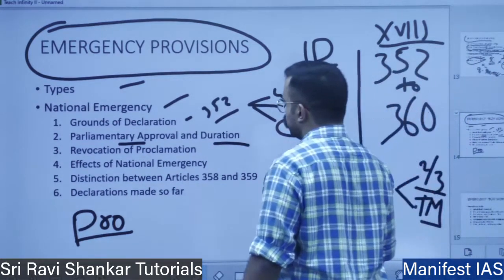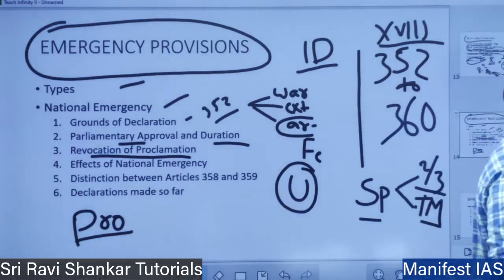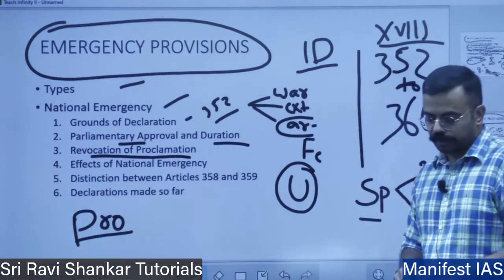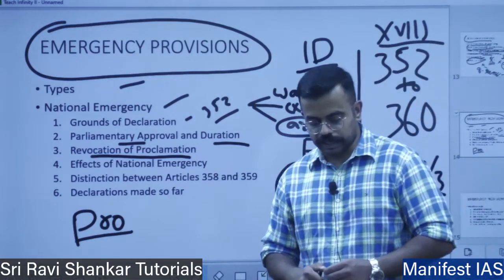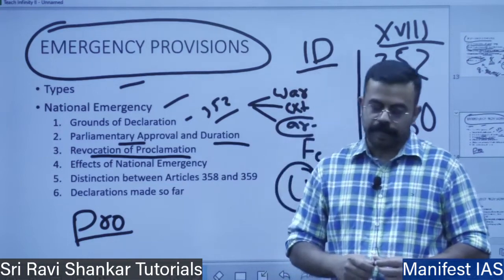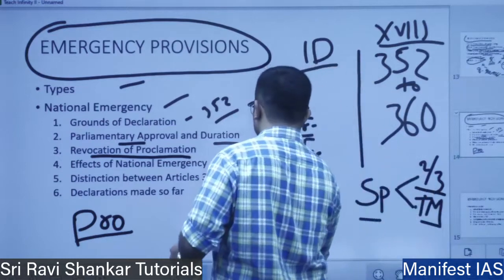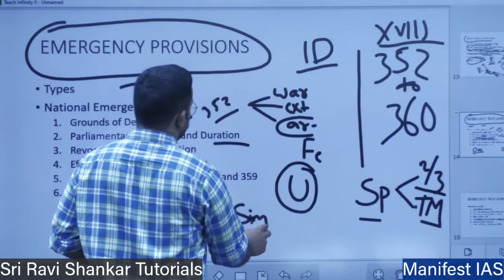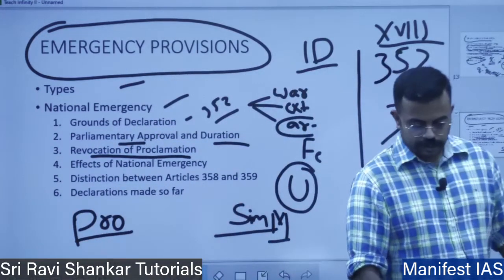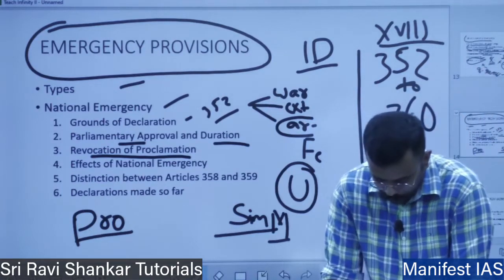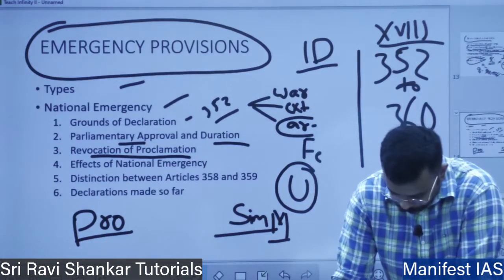Revocation of proclamation. How can the proclamation of emergency be revoked? Revocation can be done in 2 ways. One, the president can himself take back the proclamation of emergency. The other way is that the parliament, the Lok Sabha in particular, can pass a resolution with simple majority. You know what is simple majority? If the Lok Sabha passes a resolution with simple majority, then the emergency stands revoked.